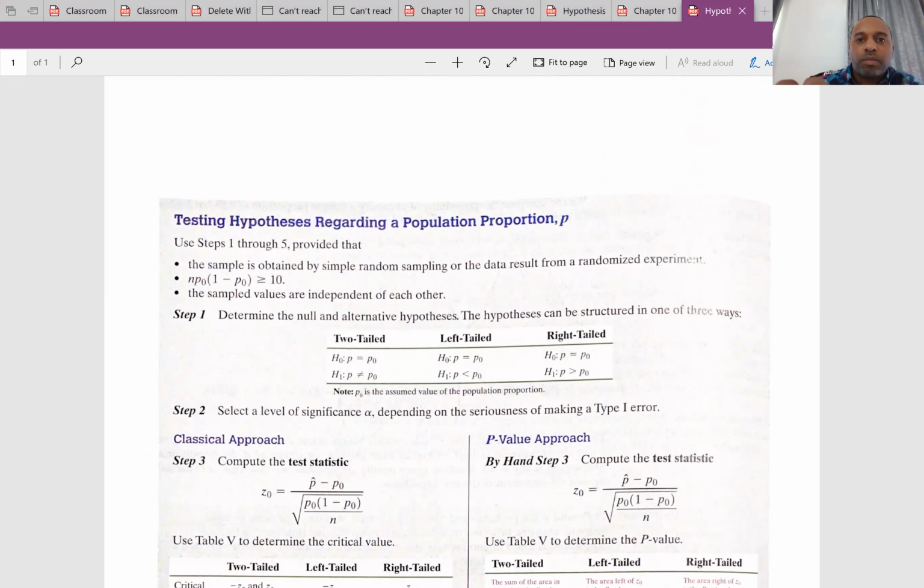Let me see if I can pull up MathLab. Give me 1 second. All right.